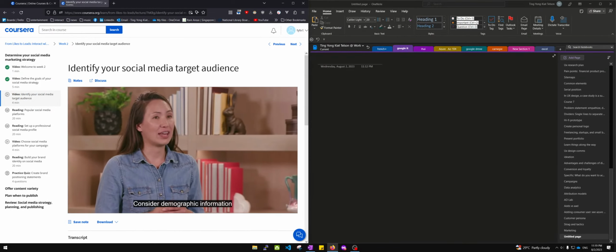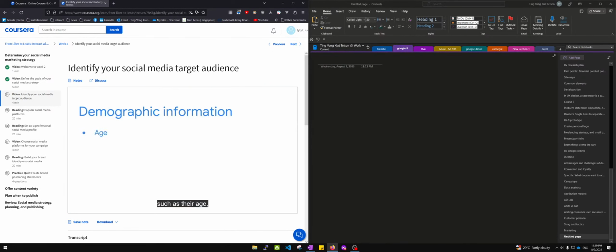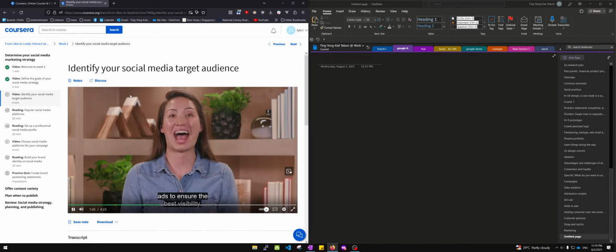Consider demographic information about your current customers, such as their age. Which decade of life, generation, or stage of life are they in? Are they teens, young adults, parents, or retirees? Location. Where do most of your customers live? This helps you understand which geographical area to target and when you should schedule your social media posts and ads to ensure the best visibility.